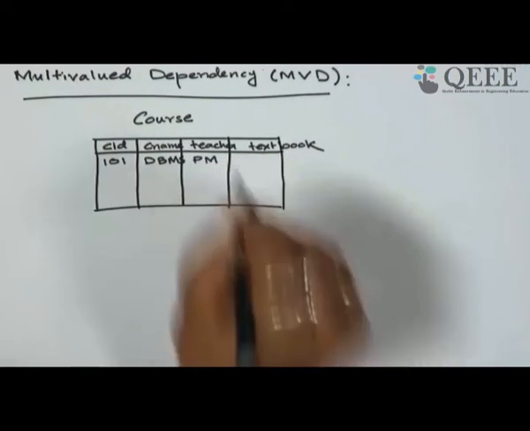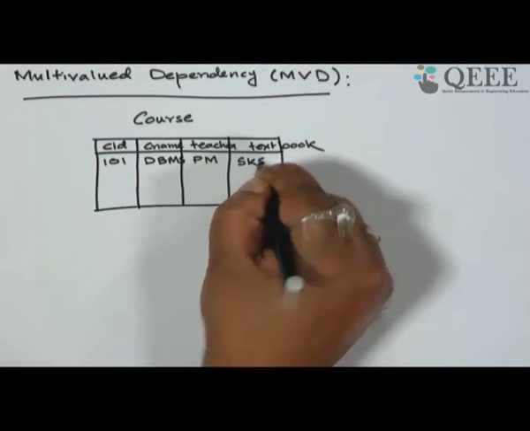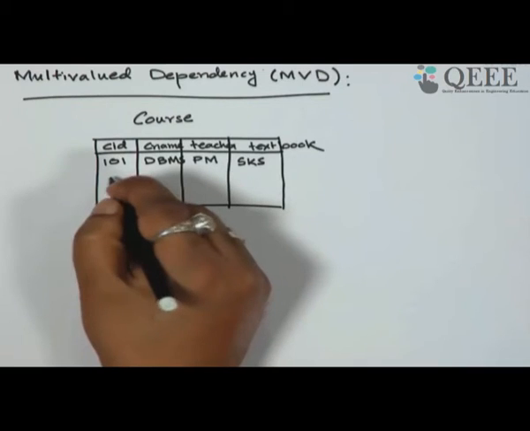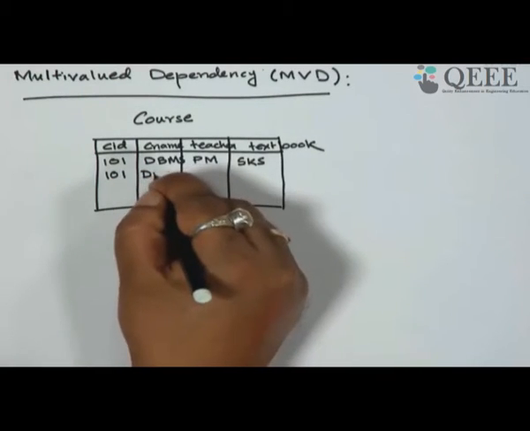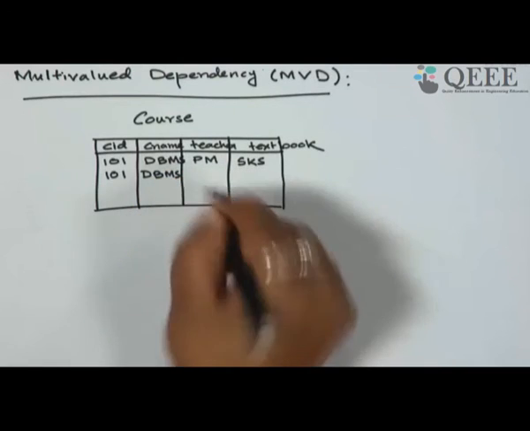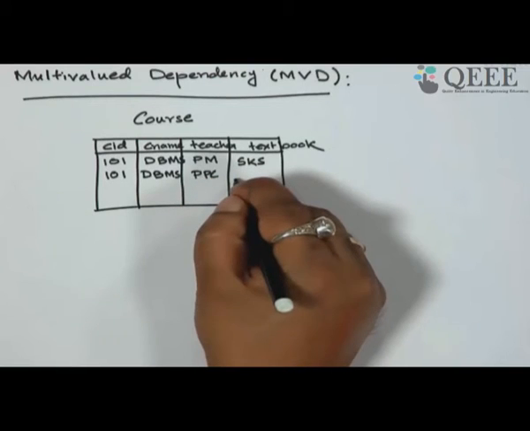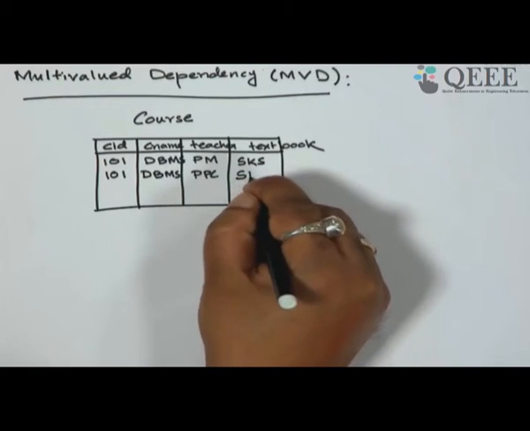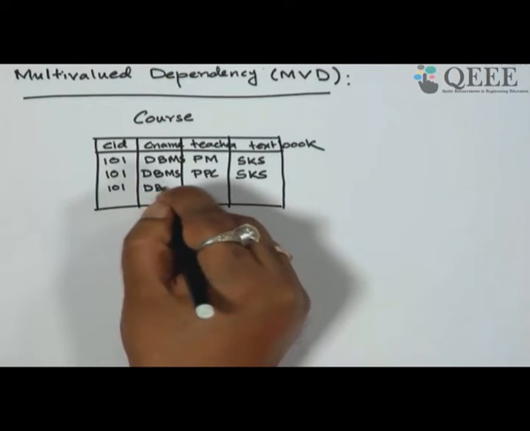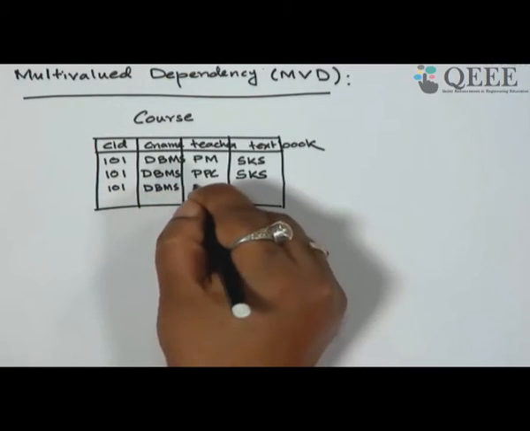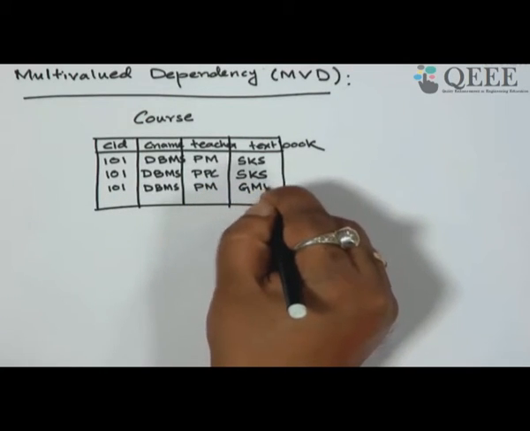Suppose one of the teachers is PM and the textbook is Silberschatz, Korth, Sudarshan, and then again course ID DBMS. There is another teacher, let us say PPC, and there is this book. Again the course DBMS, teacher PM, another textbook called Garcia-Molina, Ullman.